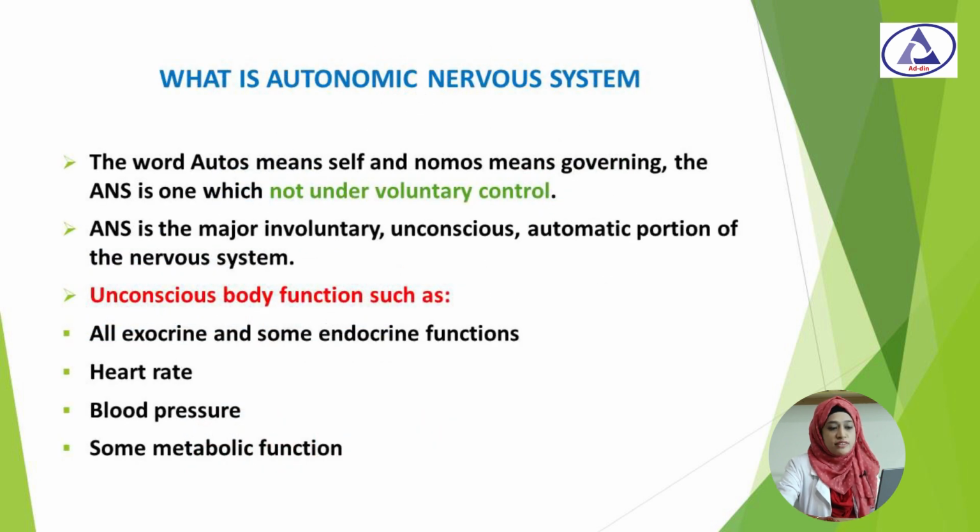What is the autonomic nervous system? The word autonomous means self and nous means governing. The autonomic nervous system is one that is not under voluntary control. It is the major involuntary, unconscious portion of the nervous system. Unconscious body functions include all exocrine and endocrine function, heart rate, blood pressure and some metabolic function.